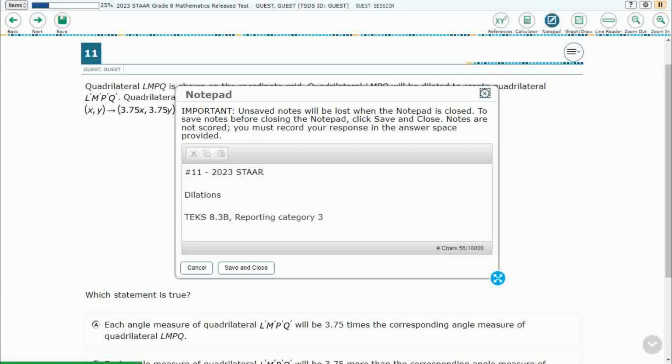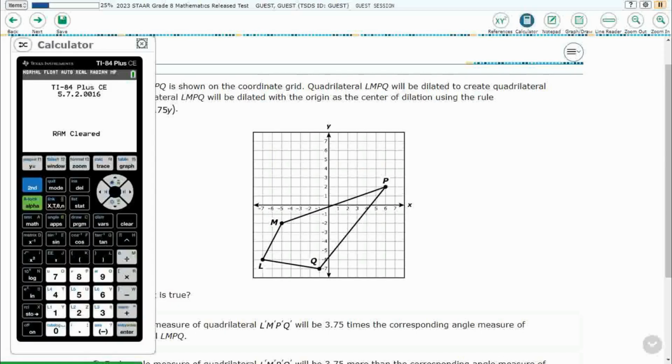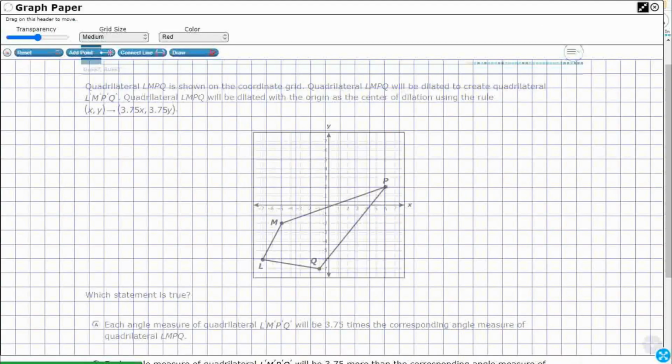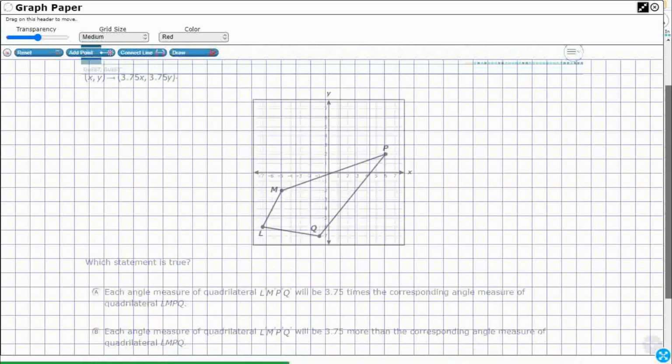For number 11, we are looking at dilations. This is TEKS 8.3b in reporting category 3. So we have this quadrilateral LMPQ, and it's going to be dilated to create LMPQ prime. And all we know there is we've got this rule. And so I'm going to scroll this down a little bit, but I want to see that rule here.